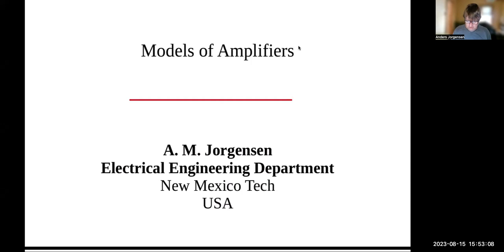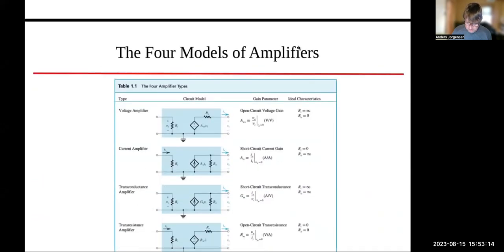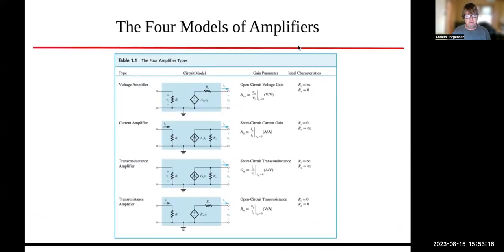Let's talk about the different linear models that we have of amplifiers. We have four different types, each of which has an input stage and an output stage. The input stages on these four amplifiers all look the same. The output stages come in two different kinds.